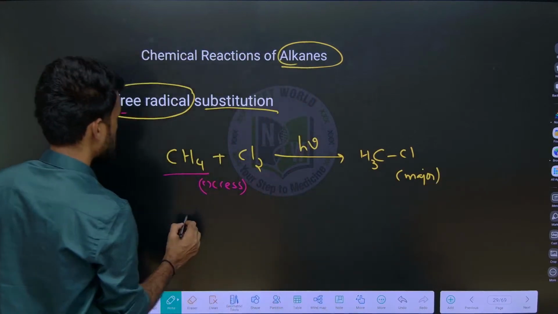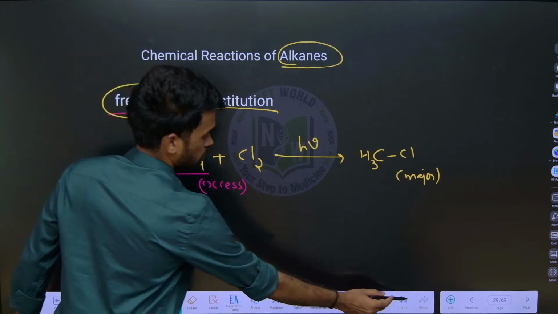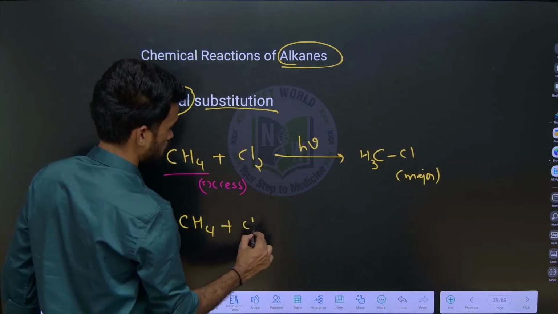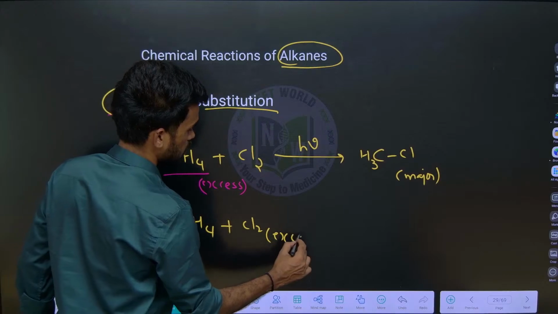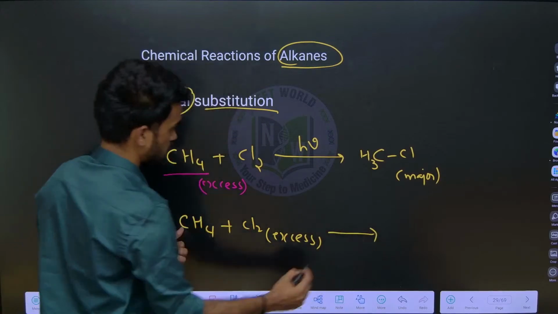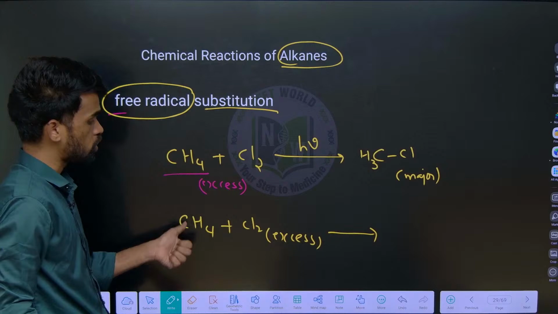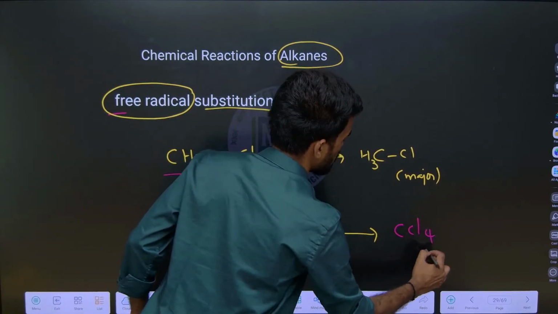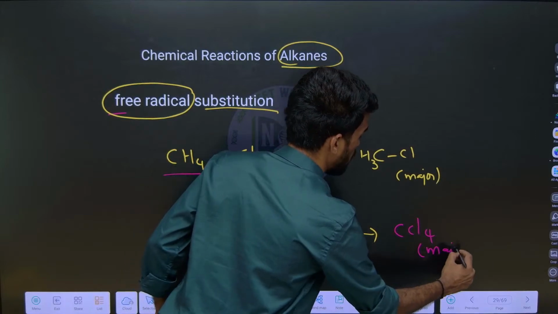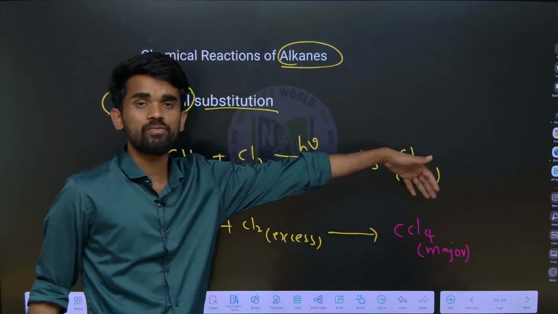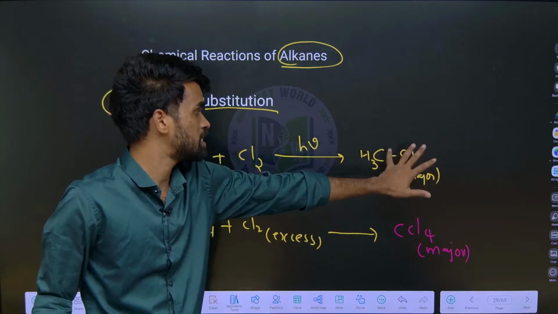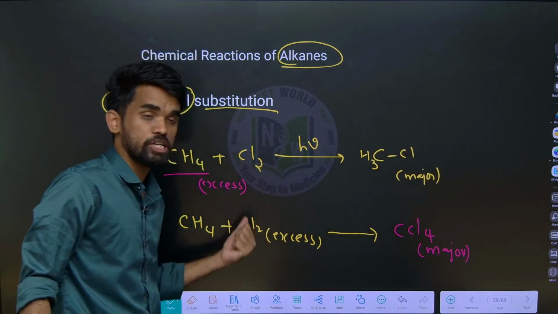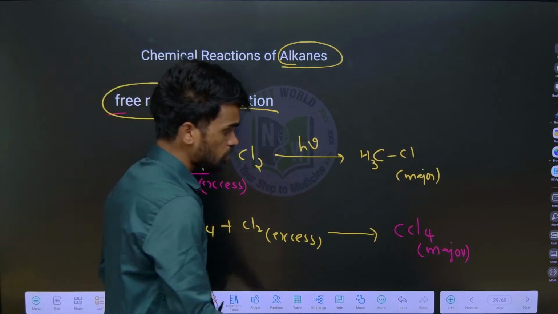Okay. In case I take it in the reverse manner, CH4 and Cl2, where chlorine is in excess and methane is limiting, all the hydrogens are replaced by chlorine and we will be getting CCl4 as the major product. Here I am writing major, which means a mixture of products may also be possible, but the major product is this in these conditions. I hope it is clear. Okay, so write this.